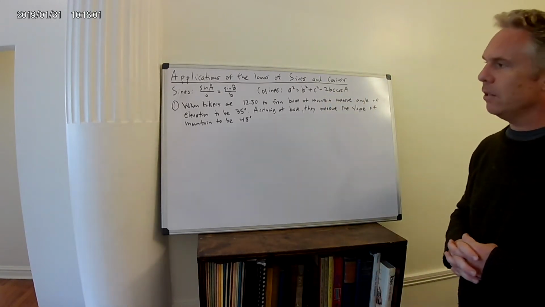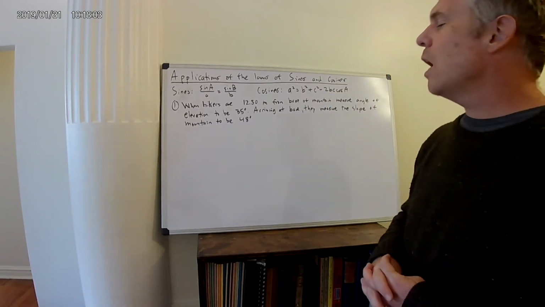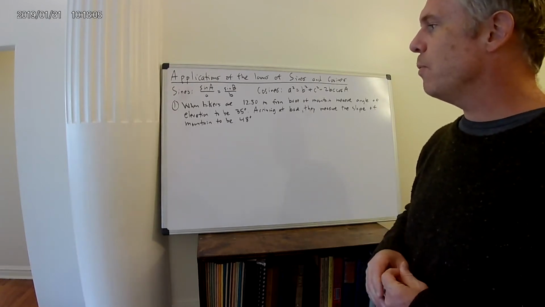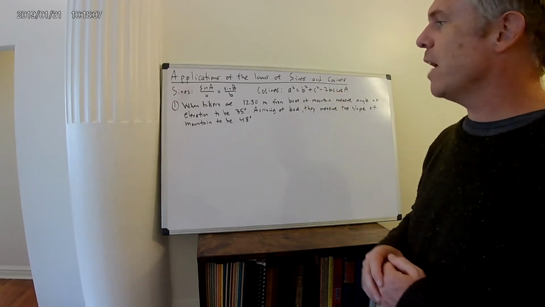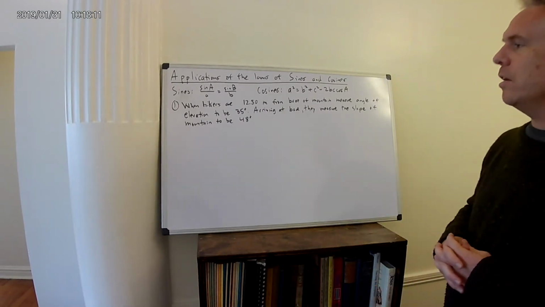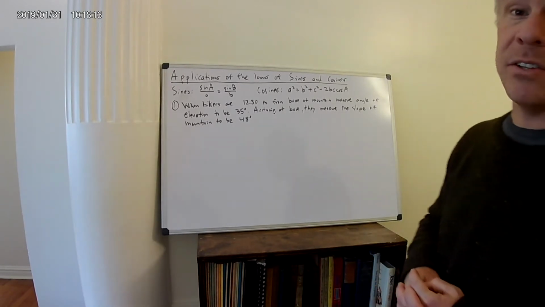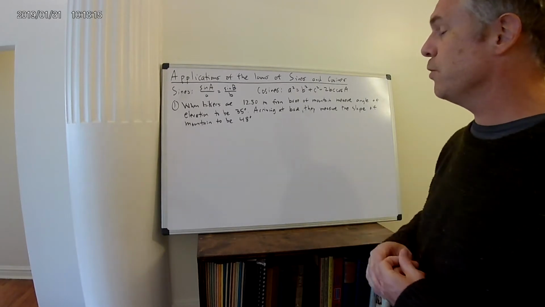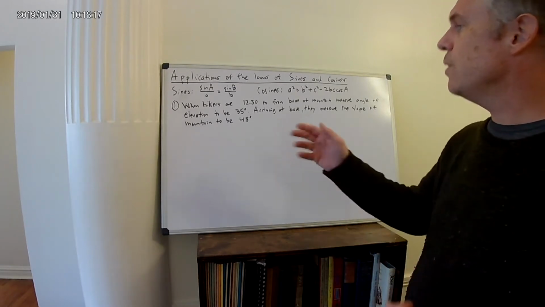Okay, in today's lecture we're going to consider a few different example problems where we apply the law of sines and cosines to real life problems. And the first example is a hiking example actually, and I like to hike, so this is close to my heart. So let's read this problem together.